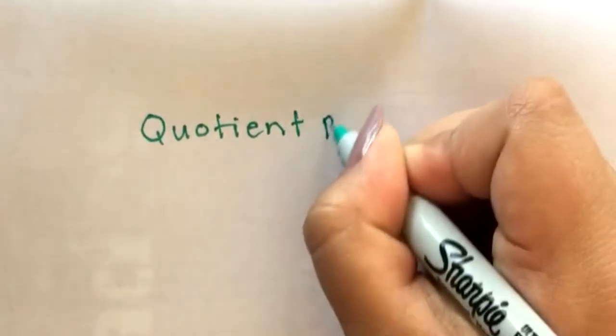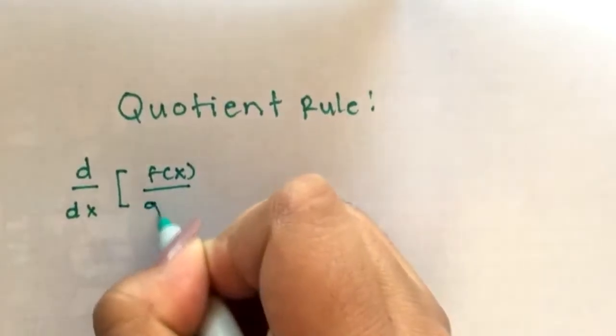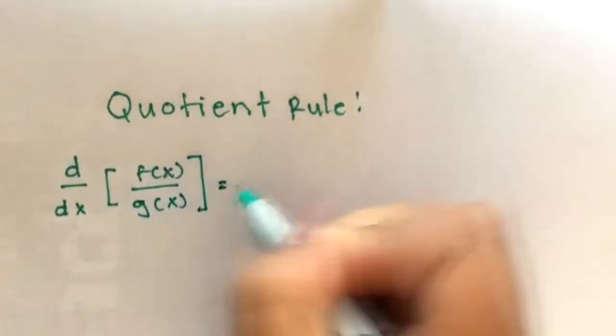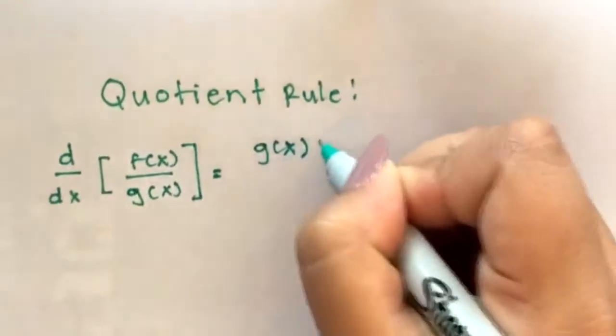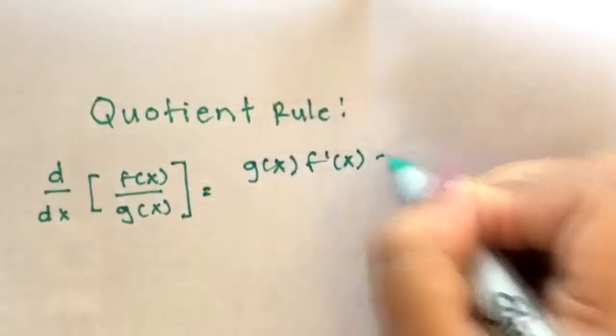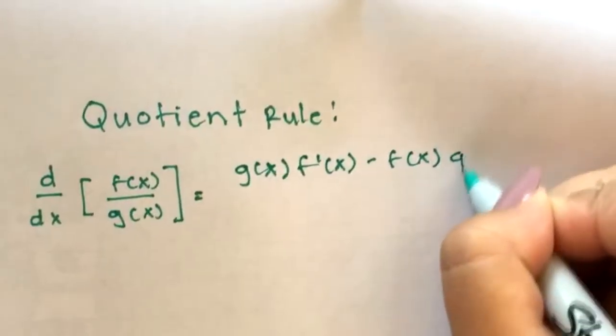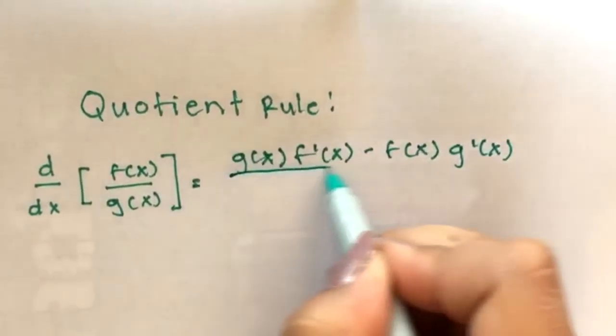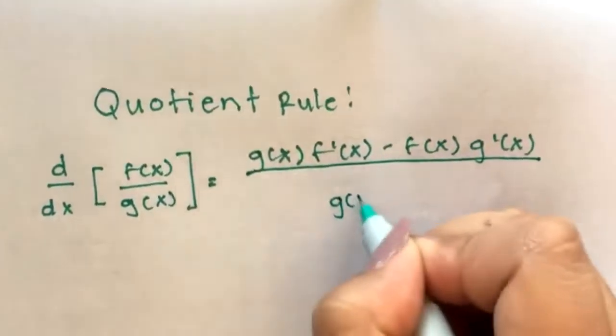Next, we're going to do quotient rule. We're going to take the derivative of f of x over g of x, which is low d high minus high d low over low low.